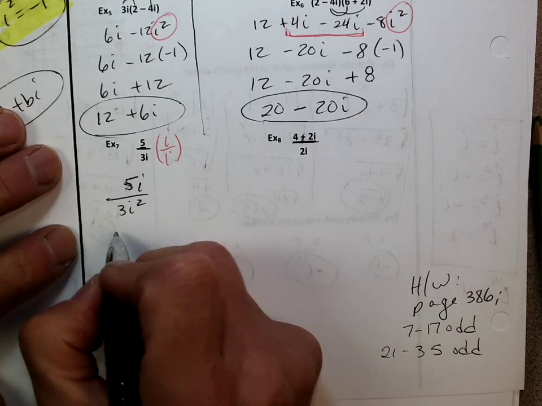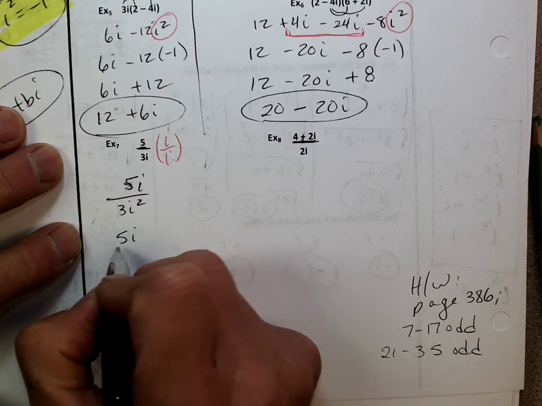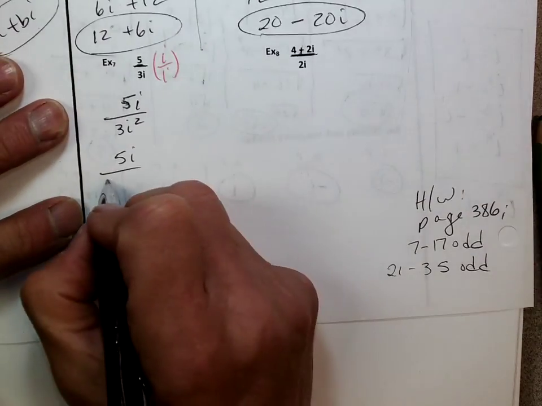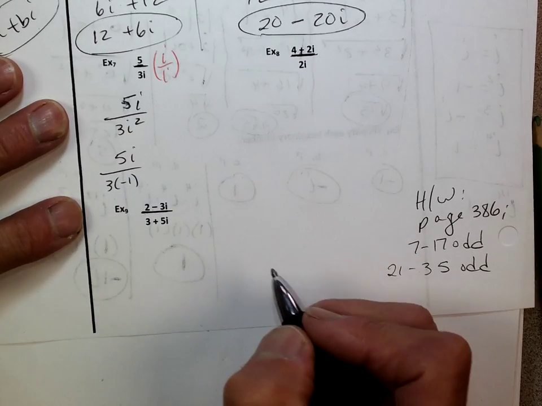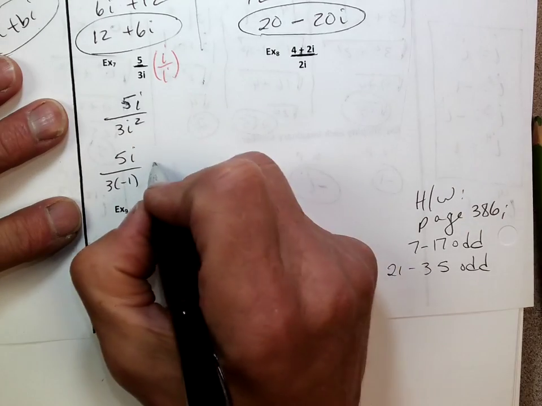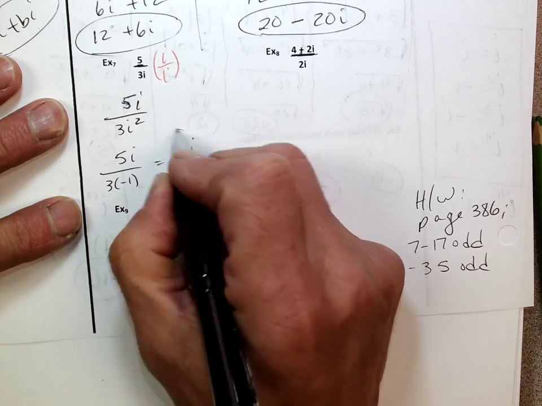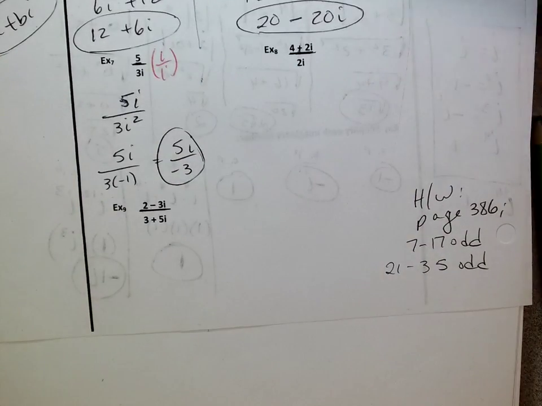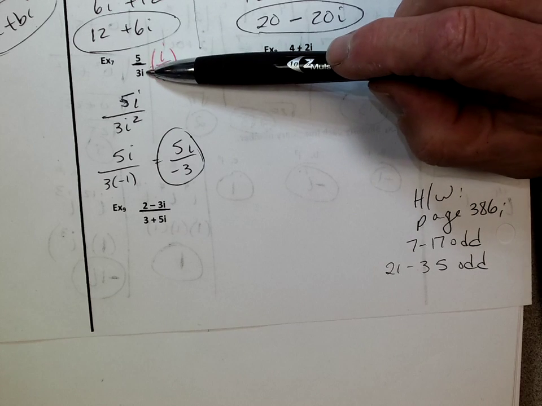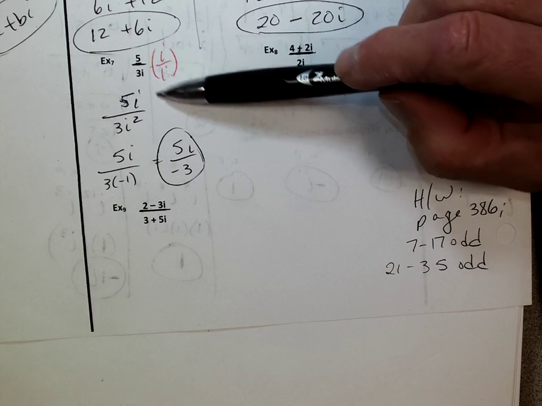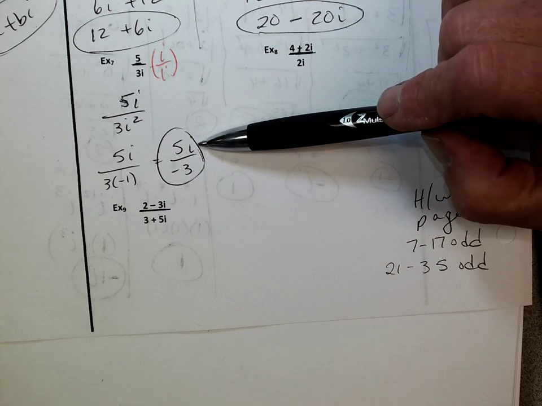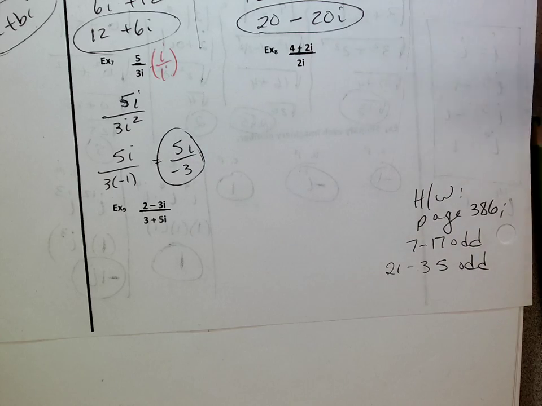So I'm going to go, all right, 5i over 3 times negative 1, right? Which is really going to be 5i over negative 3. So what did we do? We basically took the problem with an i on the bottom and we changed it so the i came up on top. It's no longer in the bottom, okay?